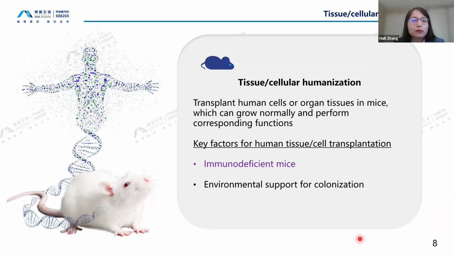So there are two key factors for a successful tissue or cell transplantation. First, we have to use immunodeficient mice to reduce the immune rejection. Sometimes we have to develop a humanized environment to support human tissue and cell colonization or function. So we will talk about some of these models later.